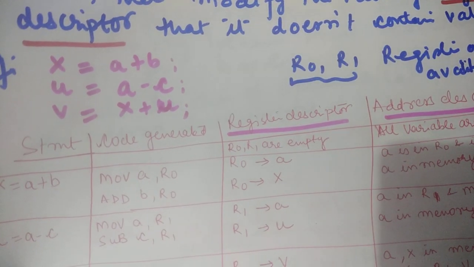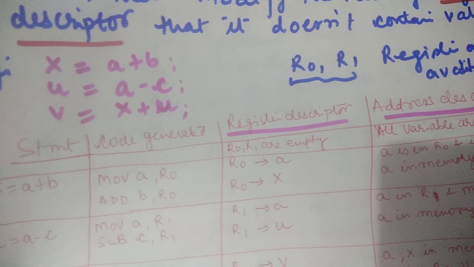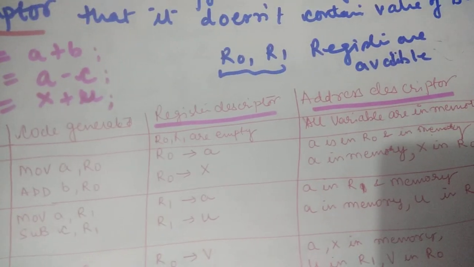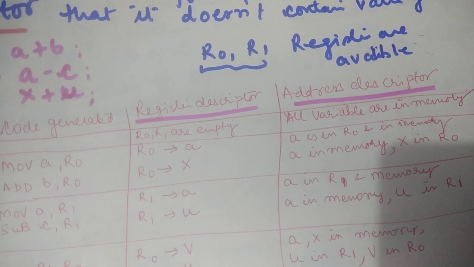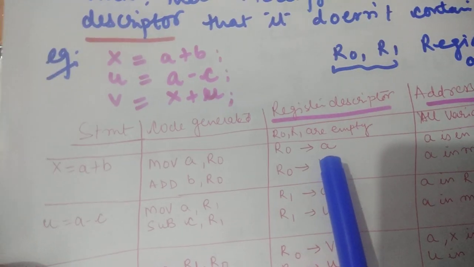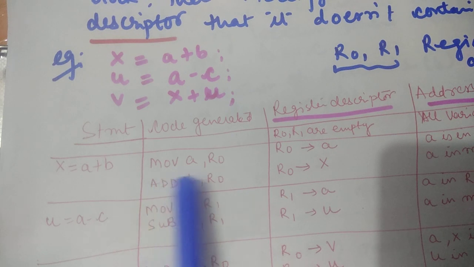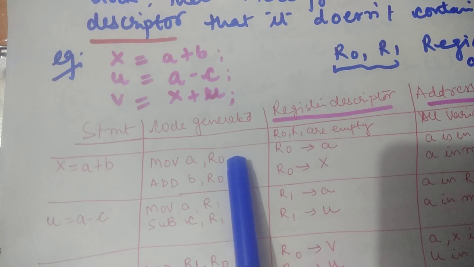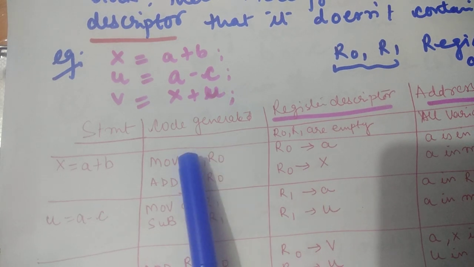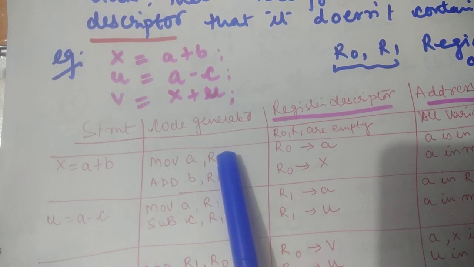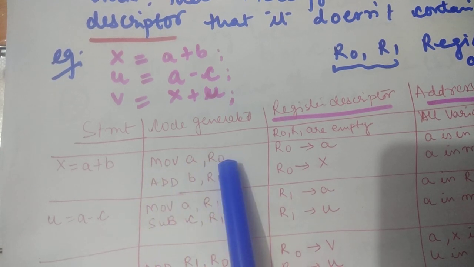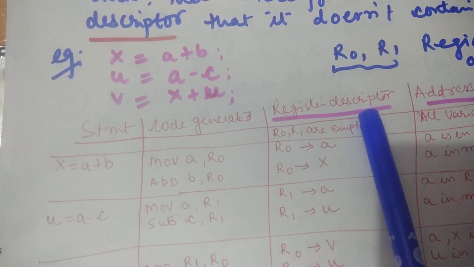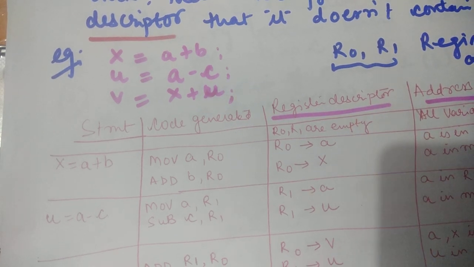So with the help of our algorithm, if your data is not present in the register, we are going to simply put that data into the register. So we are going to generate this statement: MOV a comma R0. The value of this a is going to be transferred into your register. After the generation of this statement, the register descriptor and address descriptor are going to be modified.